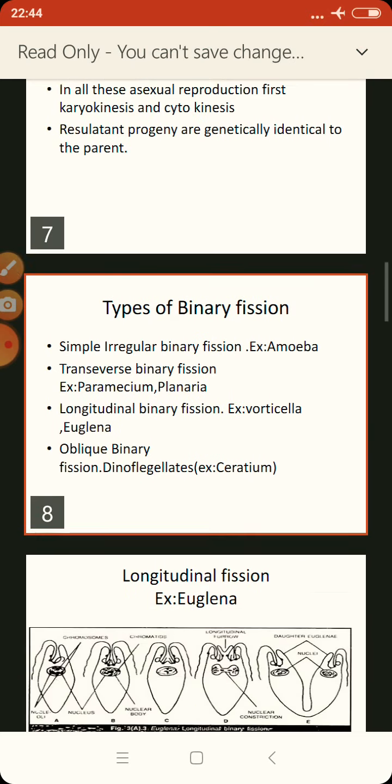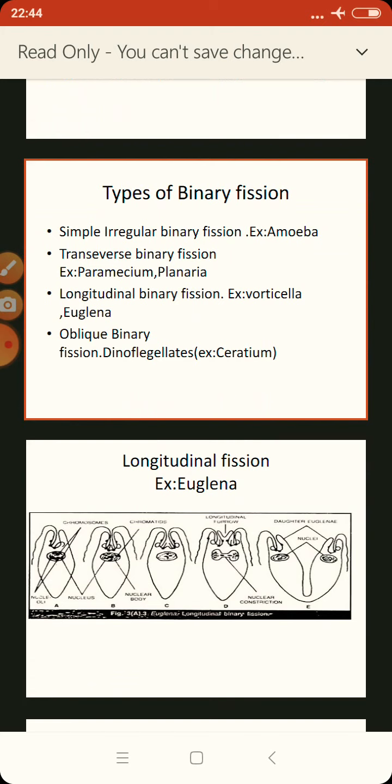Now let's go to the next slide, which talks about types of binary fission. Number one is simple irregular binary fission. Irregular means it is not dividing at a particular shape or size; it can be in any form, so we call it irregular. The example we give for simple irregular binary fission is amoeba.